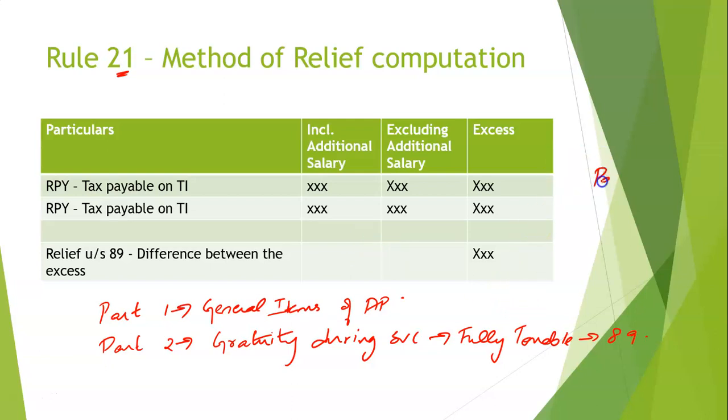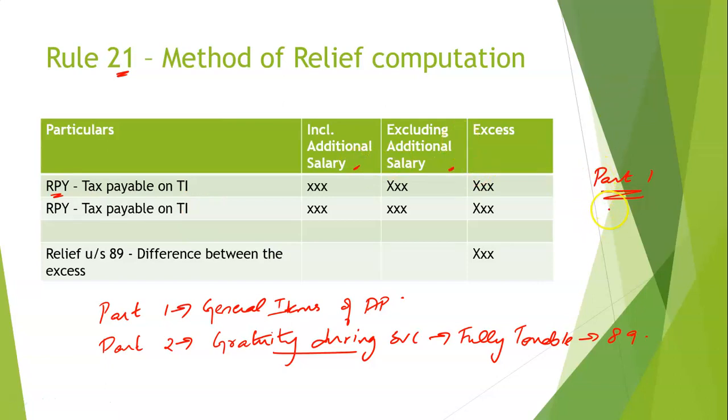So this is your part 1 computation table that you see right here. That is how to compute your relief under section 89 when the assessee receives an additional payment which is not gratuity during service. All that you have to do is make the computation with respect to 2 or multiple years, to how many years this particular payment pertains to. So first, take your relevant previous year, your current previous year. Find tax payable on total income by including the additional payment and excluding the additional payment.